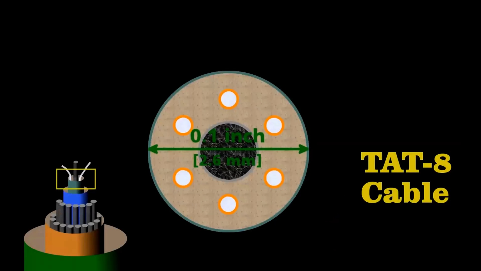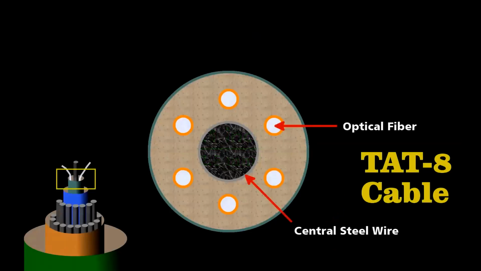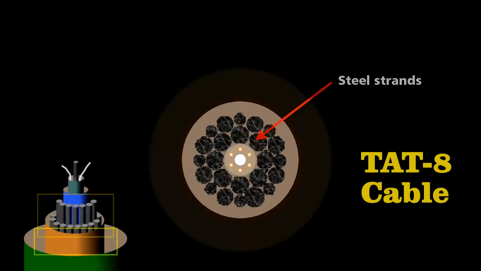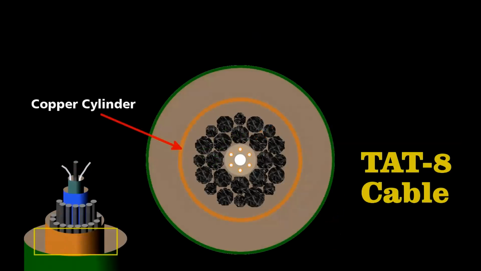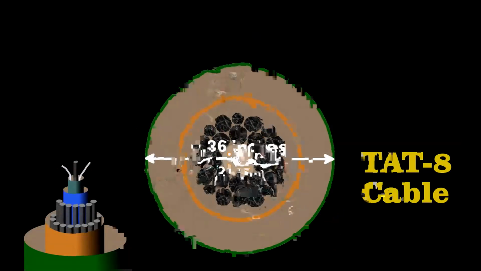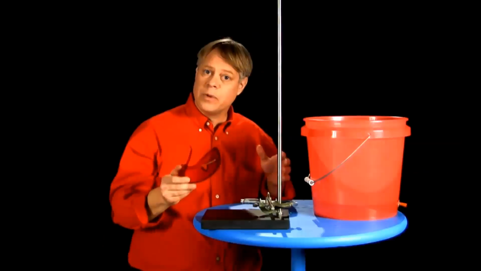At its center lies the core. Less than 1/10 of an inch in diameter, it contains 6 optical fibers wrapped around a central steel wire. They embedded this in an elastomer to cushion the fibers, surrounded it with steel strands, and then sealed it inside a copper cylinder to protect it from water. The final cable was less than 1 inch in diameter, yet it could handle some 40 thunderbolts, and travel nearly 4,000 miles across the ocean.